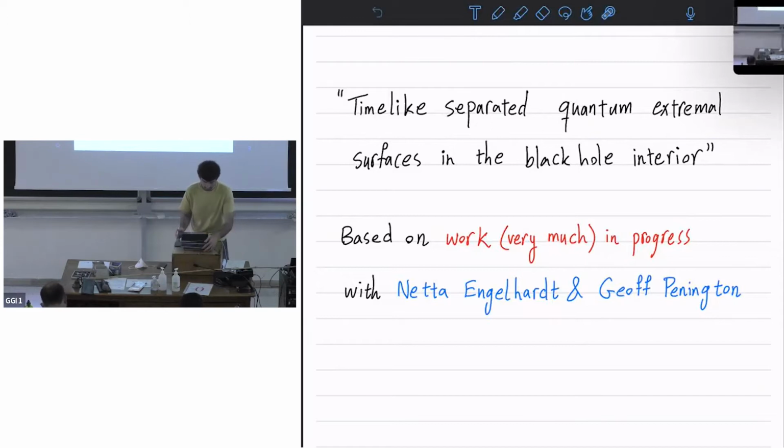All right, everyone. So let's proceed with Arvin, who's going to tell us about timelike separated quantum extremal surfaces in the black hole interior. Sounds scary.